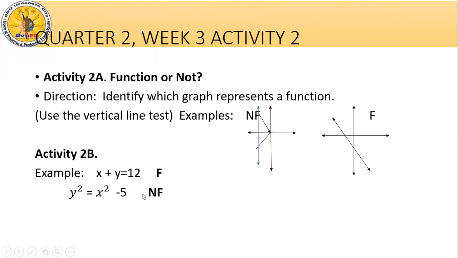While on the second example, why is it not a function? If we use 0 as a value for x, y will become y is equal to square root of x squared minus 5. So meaning to say, when we have the square root, the answer for y is positive and negative. So it could have two ordered pairs with the same x or domain. So therefore, it is not a function.